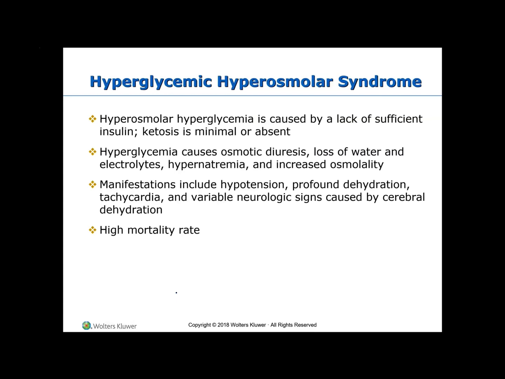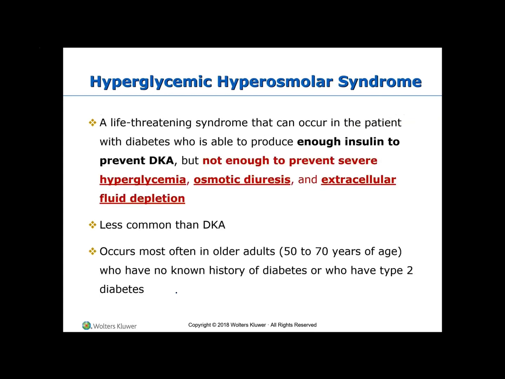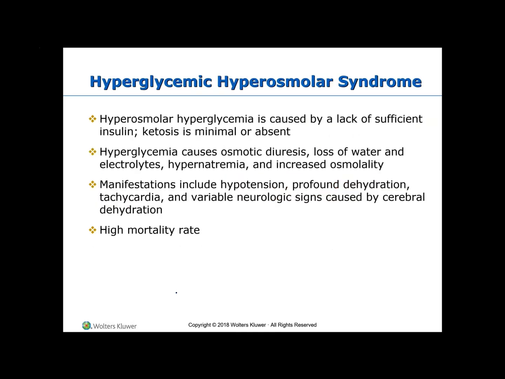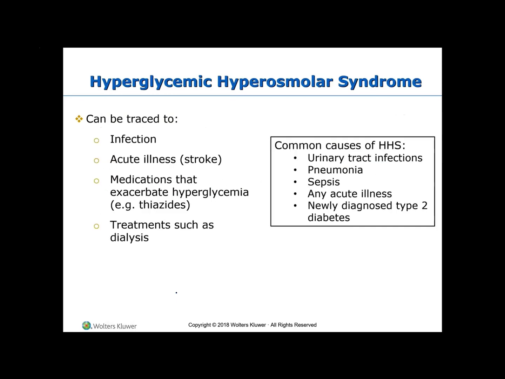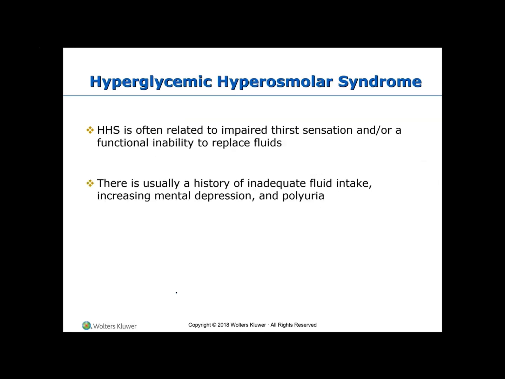And then there is a high mortality rate, just basically because if you look at the population that it more often affects, the 50 to 70-year-olds, those are the ones that are going to be more at risk as well. It can be traced to infection, illnesses, medications like your thiazides that exacerbate hyperglycemia, dialysis. Common causes, like I said, are infections, anything that makes your body need more glucose: UTIs, pneumonia, sepsis, acute illnesses, or if you're a newly diagnosed type 2 diabetic and you're not managing properly.